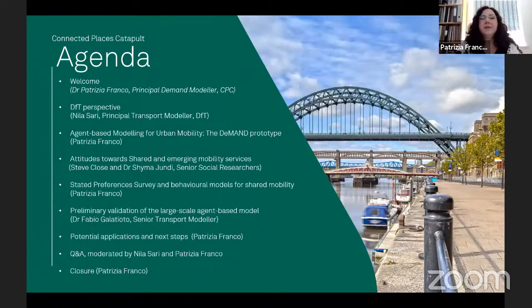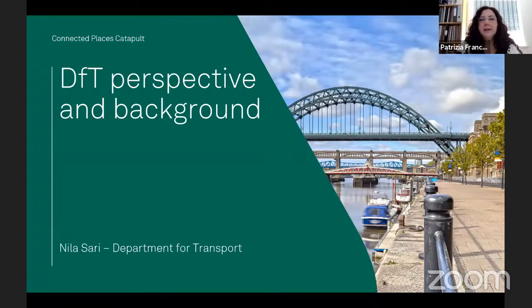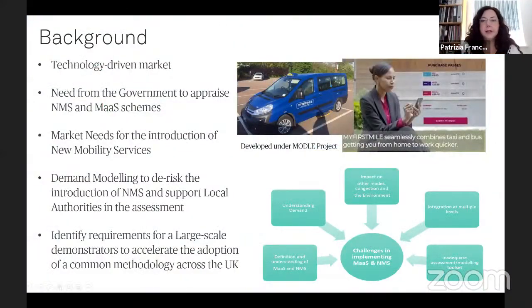So first presenter on the day is the DFT lead on the project, Nila Sari. And she will present on the background of the project. Nila, the floor, virtual floor is yours.